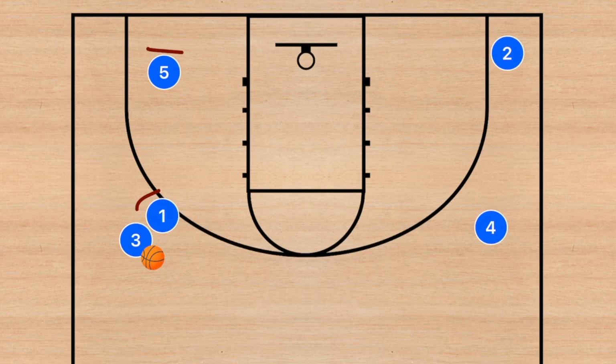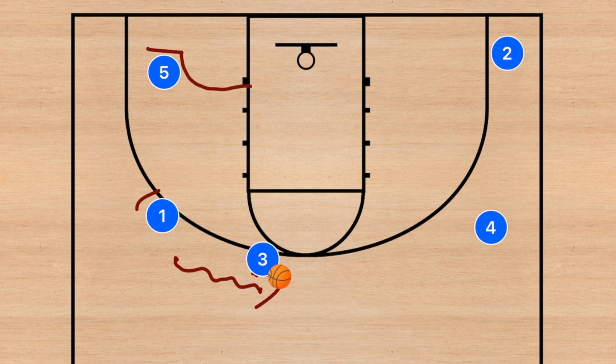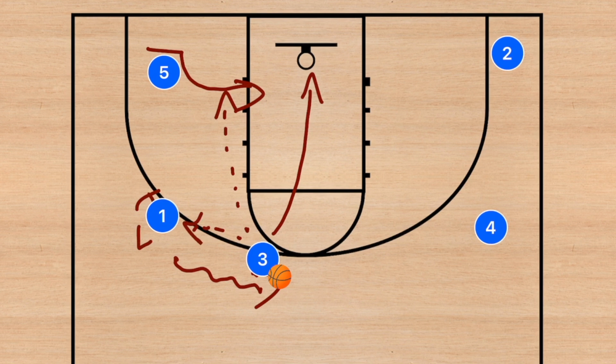These guys have still set their screens. Player 3 is going to dribble out away from that dribble handoff, and player 5 is going to roll towards the basket. The idea here is for player 3 to be able to score, either shooting or driving, or he can pass to player 5, or he can kick the ball back out to player 1, who would be popping out for that 3-point shot.